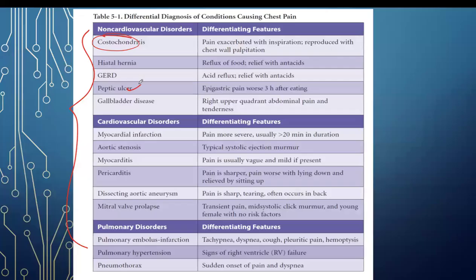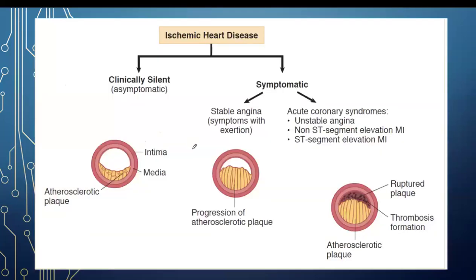And we will talk about peptic ulcer, where the pain will be epigastric pain, not chest pain. So with epigastric pain that gets worse after eating, you could think of peptic ulcer disease. Okay, so far we learned about the causes of chest pain, the characteristics of the chest pain, and the investigations related to it. Now we are moving into a more important topic, which is ischemic heart disease.